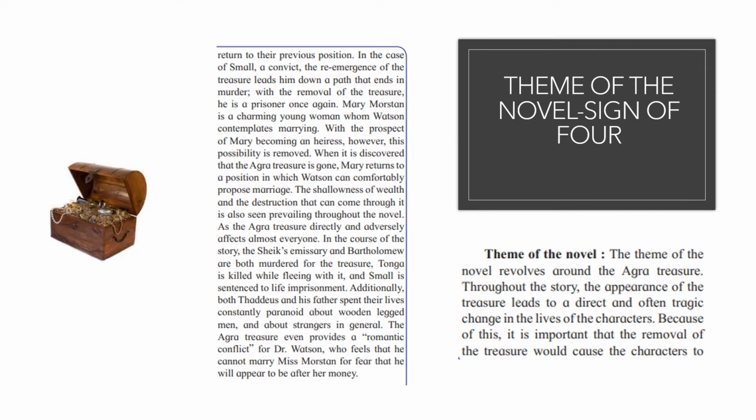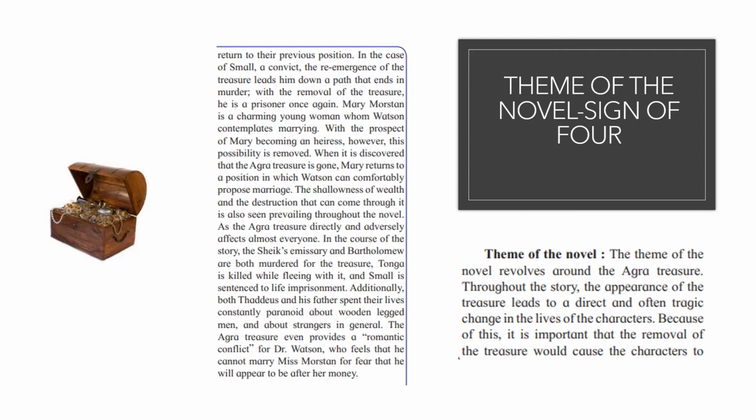Let's discuss the theme of the novel The Sign of Four. The theme of the novel revolves around the Agra treasure throughout the story. The appearance of the treasure leads to a direct and often tragic change in the lives of the characters. Because of this, it is important that the removal of the treasure would cause the characters to return to their previous position. In the case of Small, the re-emergence of the treasure leads him down a path that ends in murder. With the removal of the treasure, he is a prisoner once again.